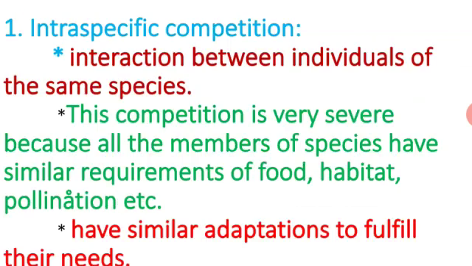First we move to intra-specific competition. Intra-specific competition means the interaction between individuals of the same species. Here the species have similar requirements for food, habitat, and pollination, so there may be similar adaptations to fulfill their needs. Between the same species, competition takes place between two different organisms or two different plants. That is named as intra-specific competition.